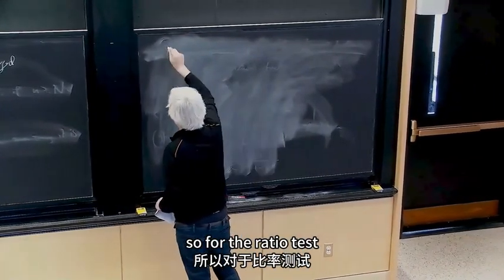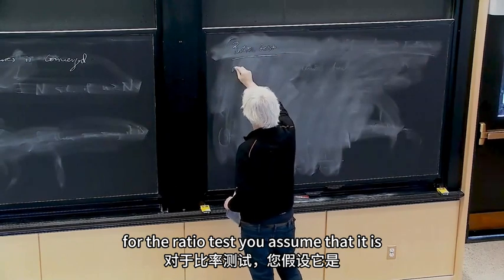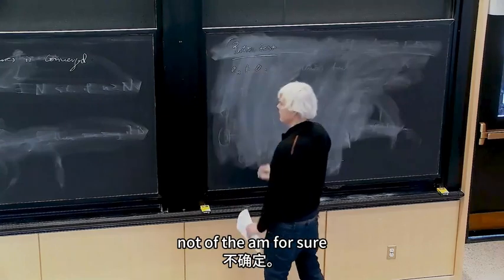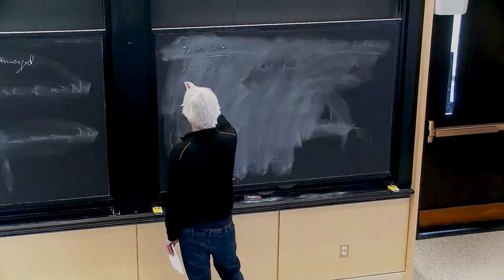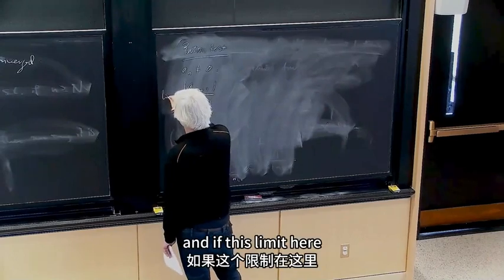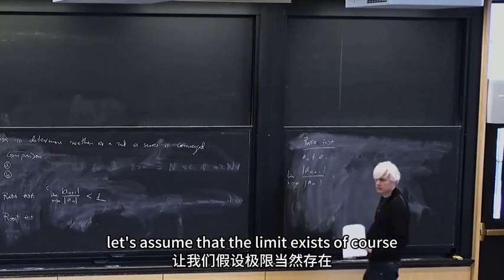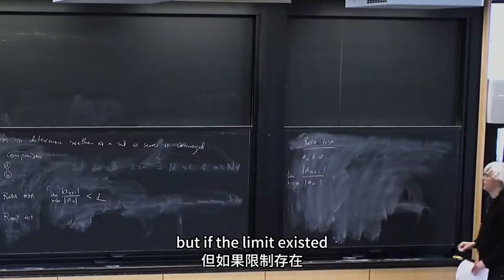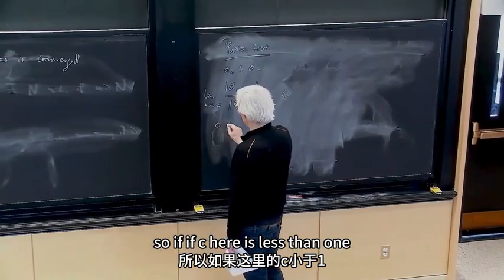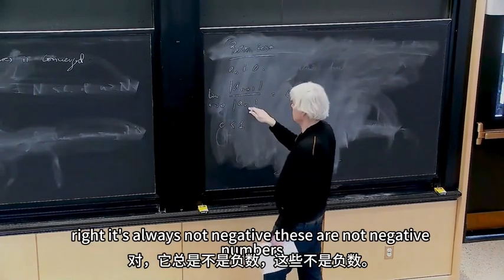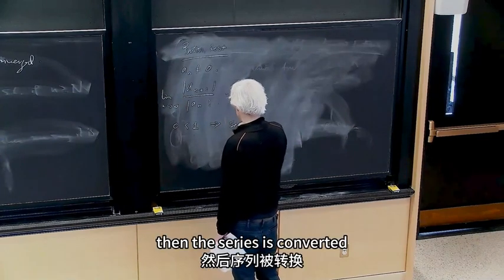So for the ratio test, you assume that none of the a_n was 0. And you're looking at a_{n+1} over a_n. Let's assume that the limit exists. Of course, it may not exist, right? But if the limit existed, so if c here is less than 1, it's always non-negative, because these are non-negative numbers. If c is less than 1, then the series is convergent.